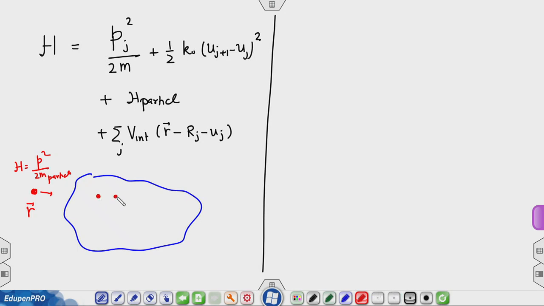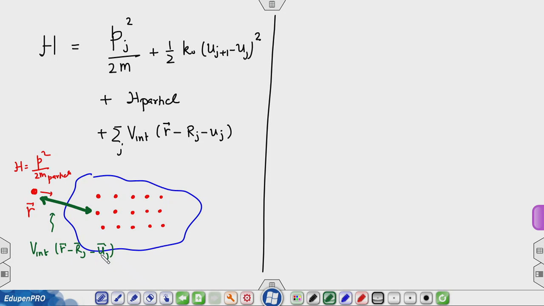The atoms inside are vibrating with that u j, and there is an interaction energy between this particle and the jth particle. This is what I am calling V interaction, which depends on r minus r j minus u j, since the atom is displaced by u j.